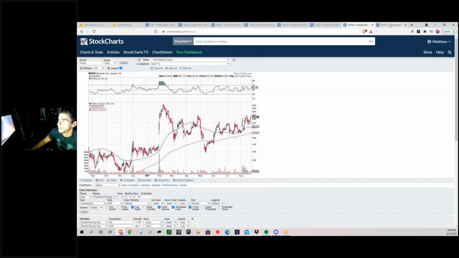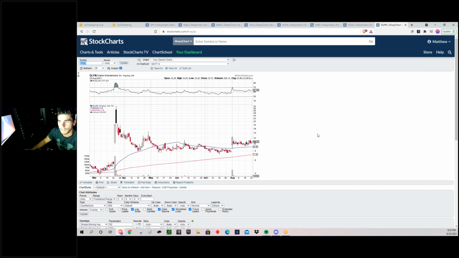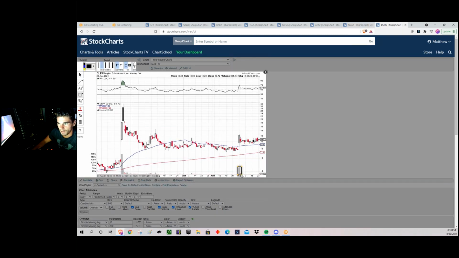the multi month inflection, and then one last setup that is new to my radar is this DLPN. This is an NFT stock, had a huge run up back in March from $5 to $30+, and now it's spent the last 5 months digesting in this channel. But what's interesting is this volume here and this candle here, right? And then now this consolidation channel. So we were in this channel here, right? And then we had that big volume bar, that big candle, and now we're in a new channel.